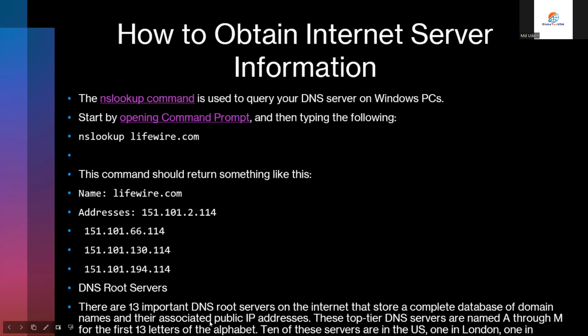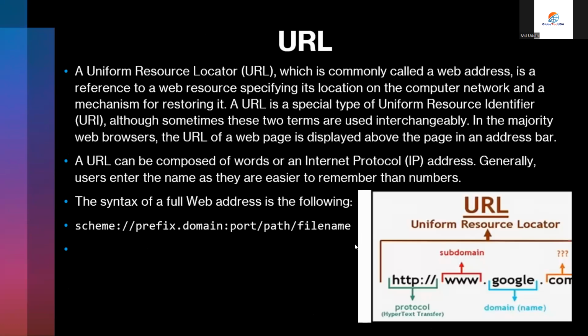So there are 13 important DNS root servers on the internet that store a complete database of domain names and their associated public IP addresses. Those top tier DNS servers are named A through M for the first 13 letters of the alphabet. 10 of these servers are in the US, one in London and one in, I think, Germany.